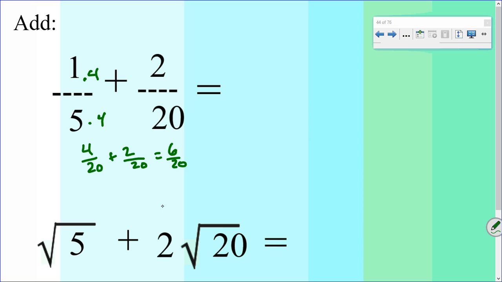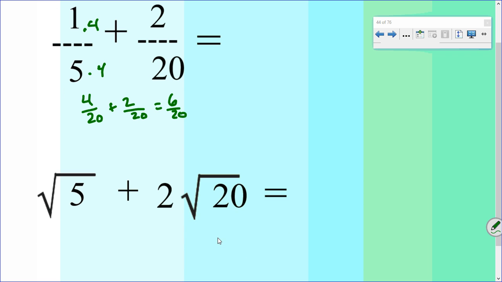Well, on the bottom I have radical 5 plus 2 radical 20. Here's what we have to do. We have to get a common radicand. So instead of trying to make the 5 a common radicand, I'm going to leave the 5 alone, and I'm going to break down this into 2 parts. A 5 times a 4. 5 times 4 will be put under the radical sign.